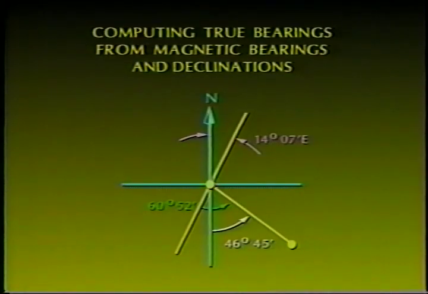Here you can see how to determine a true bearing from a magnetic bearing and magnetic declination. The magnetic declination is 14 degrees, 7 minutes east, and the magnetic bearing established from this meridian is south 60 degrees, 52 minutes east. Since the magnetic meridian extends into the southwest quadrant, we must subtract the magnetic declination from the magnetic bearing to determine the true bearing, which in this case is south 46 degrees, 45 minutes east. Again, a sketch helps make this type of problem easy to calculate.